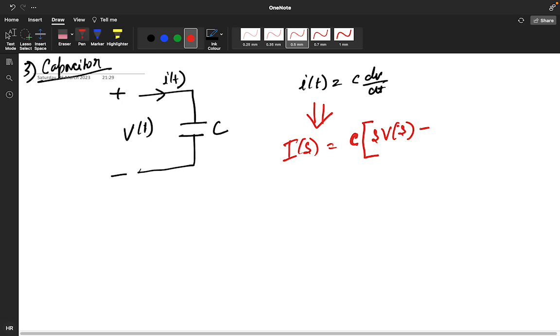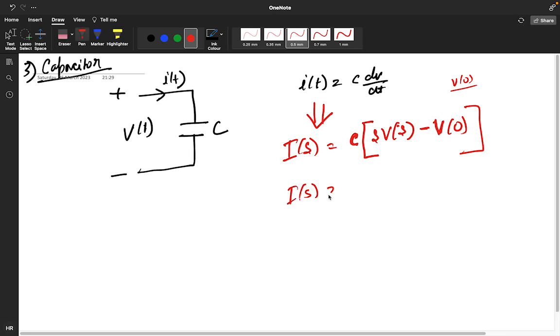V of S minus V of 0. This V of 0 is your initial condition, small v of 0 only. So it is better to write this initial condition in a small way. Now I of S will be CS V of S minus CV of 0. So this is your current source now.